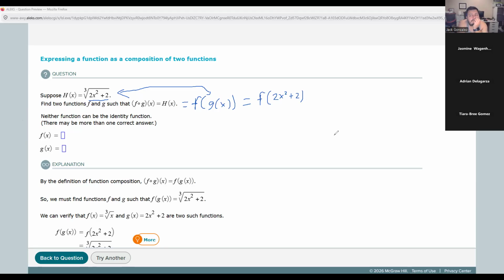Does that make sense? Oh, we're kind of reversing the composition. And you see why the outer function is cube root, and the inner function, which I think should be a little more clear than the outer, is this guy.